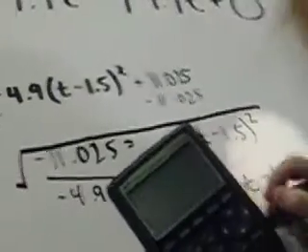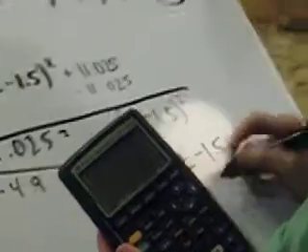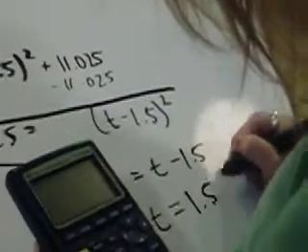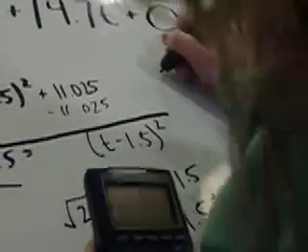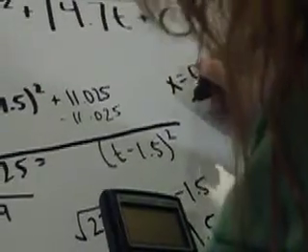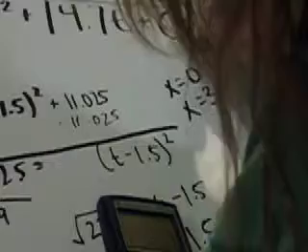It comes out to be t is equal to 1.5 plus or minus 1.5. So our answer is t equals 0 and t equals 3. Wait, why are there two answers? Well, the two answers represent the two times that the ball hits the ground. So the ball starts at 0, so that's when it hits the ground first. And when it hits the ground again, it's at 3 seconds.